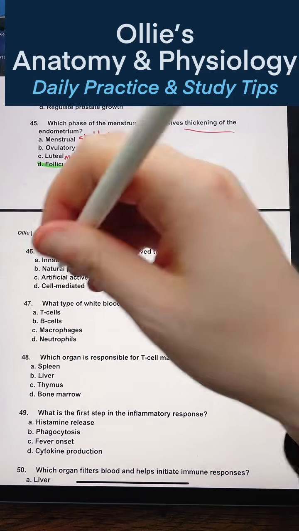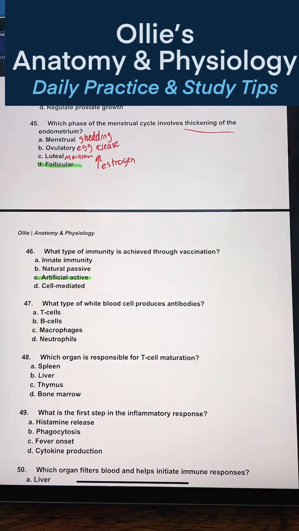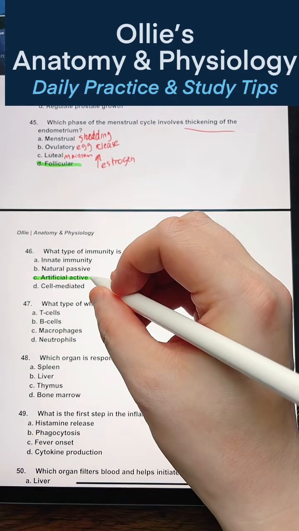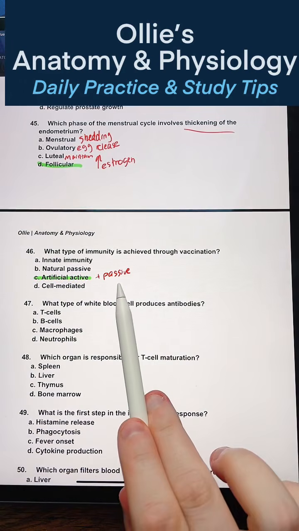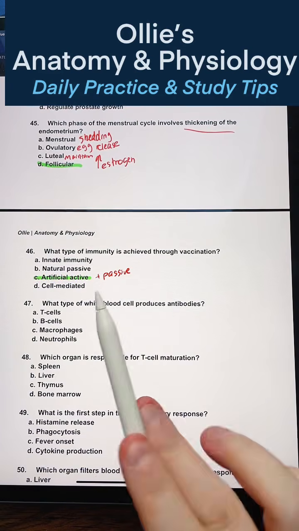Alrighty. So, you guys put C. You're absolutely correct. So, for artificial active, what does that mean? We are artificially introducing a pathogen so our bodies can actively make their own antibodies. Innate immunity is mostly going to be natural, non-specific. Natural passive is going to be from your mother to the baby. Cell-mediated immunity involves T cells, not from vaccination per se. And then there's something also called artificial passive. This is where you directly inject antibodies.